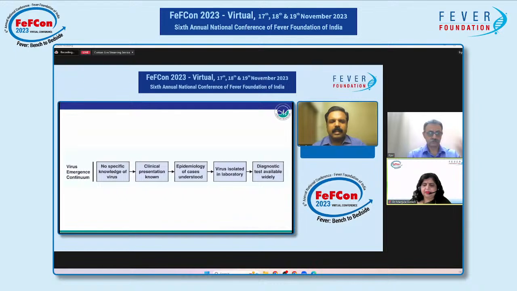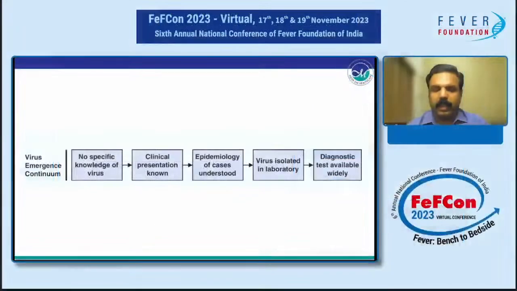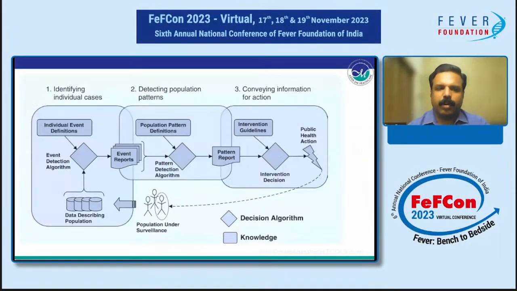So basically, any virus emergence has a continuum. No specific knowledge of the virus will be there initially. After that, we'll come to know a particular clinical presentation. Then the epidemiology of the cases will be understood. From that knowledge, we'll have to isolate the virus in the laboratory. Then diagnostic tests will be available widely. So this is how a new emerging virus evolves.